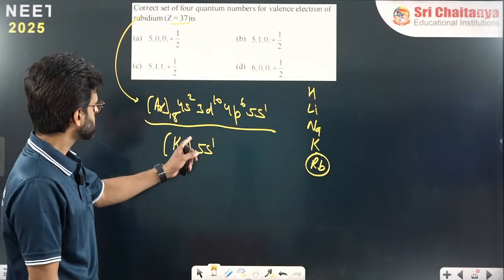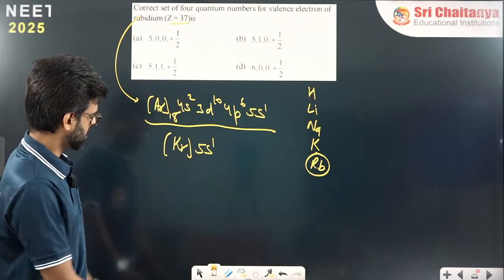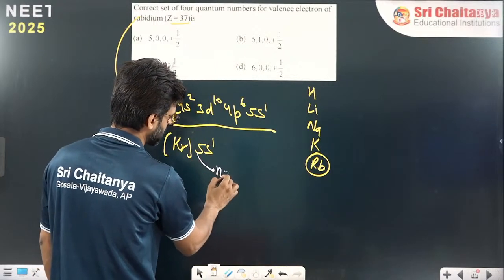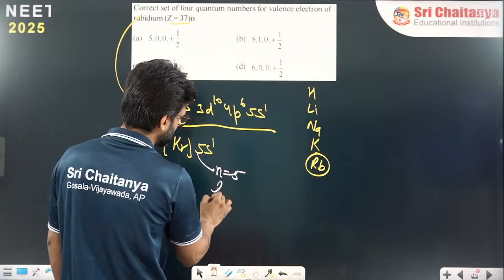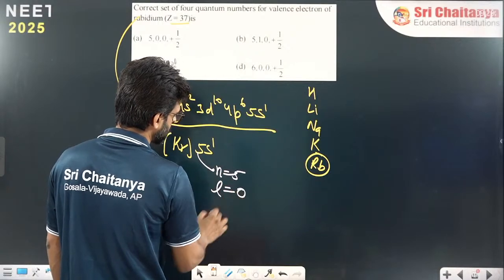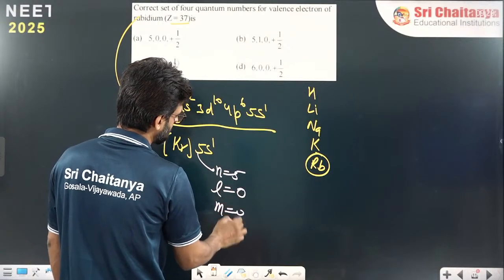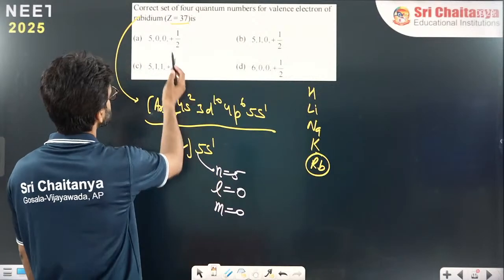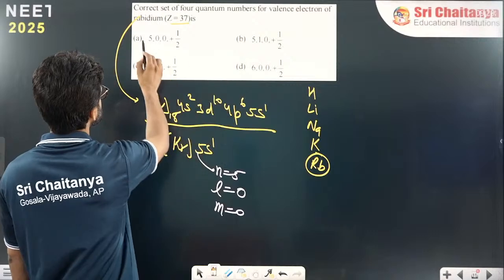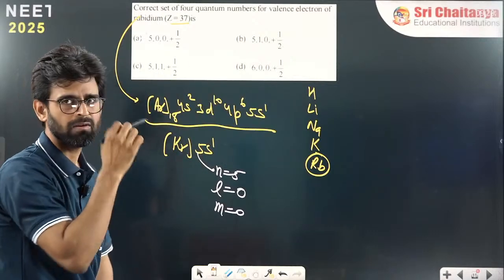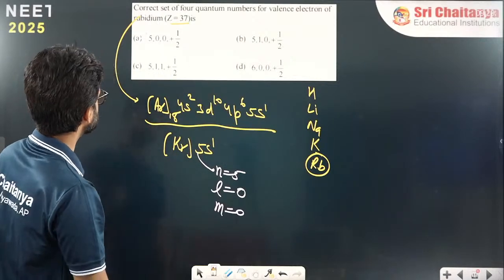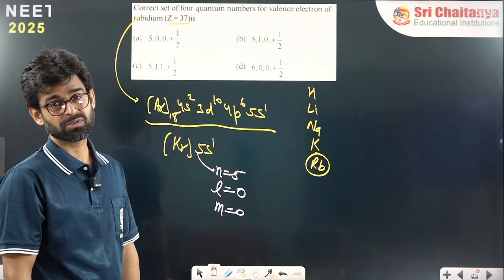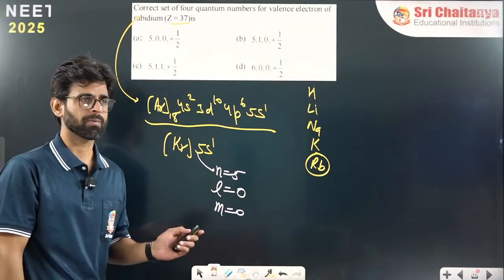So they are talking about rubidium, 5s1. From here we can see clearly what is the N value. N value is definitely 5, the fifth shell. What is the L value? S subshell, so 0. In L equal to 0, M is always 0. And S you can take plus half. So which option is it? 5, 0, 0 and plus half. That's it. Easy to find, right? Quantum numbers are a very, very important topic. So be careful about this question. Practice more and more questions from this topic, right?